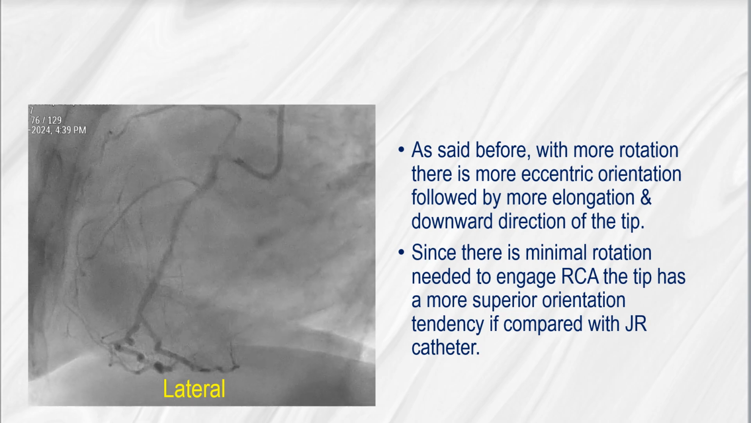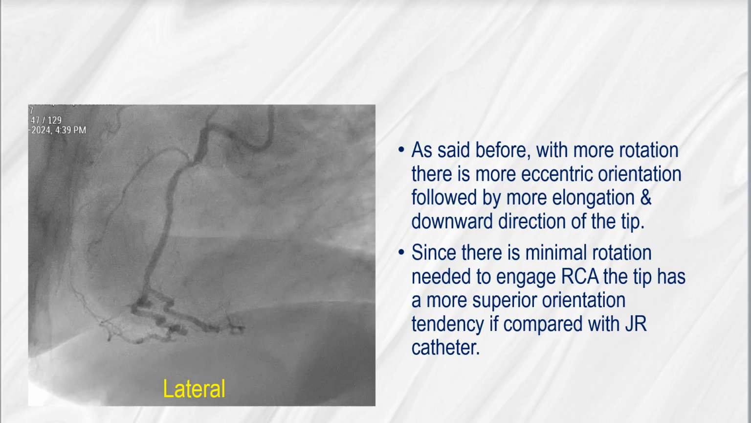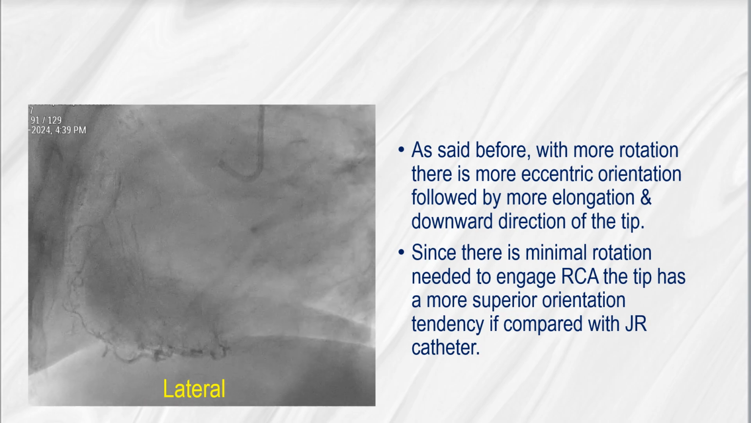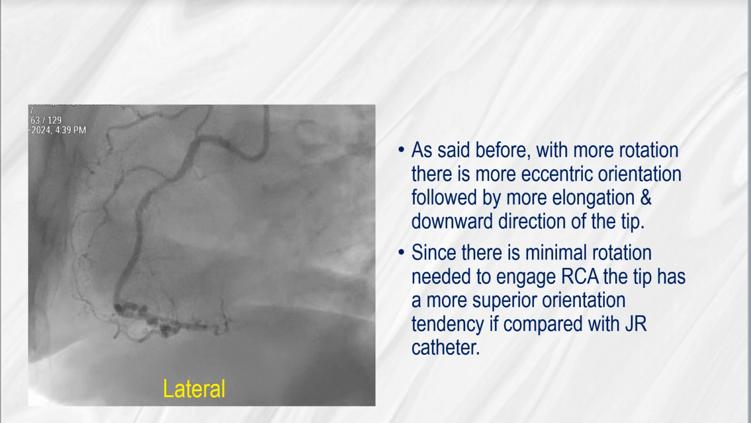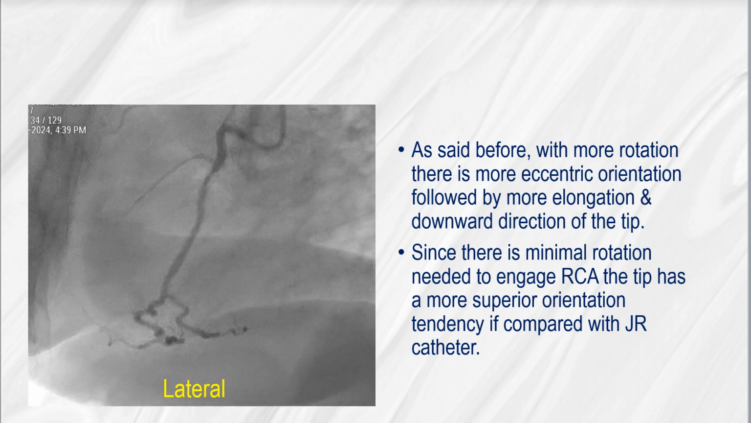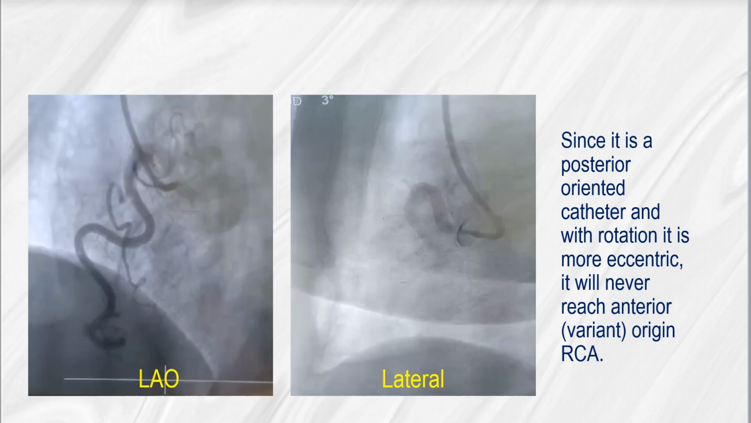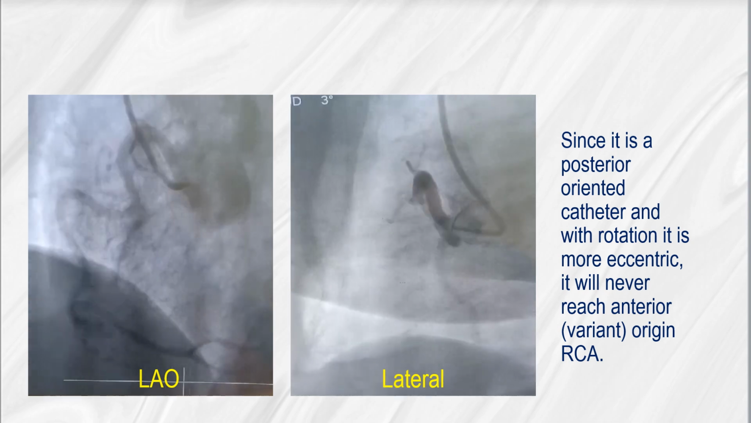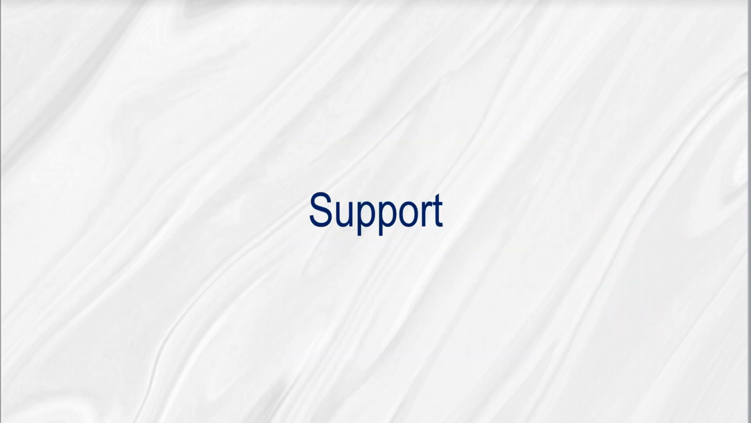As said before in the previous video, with more rotation, there is more eccentric orientation followed by more elongation and downward direction of the tip. Since there is minimal rotation needed to engage the RCA, the tip has a more superior orientation tendency compared with the Judkins right catheter. Since it is a posterior oriented catheter and with rotation it is more eccentric, it will never reach the anterior origin RCA.